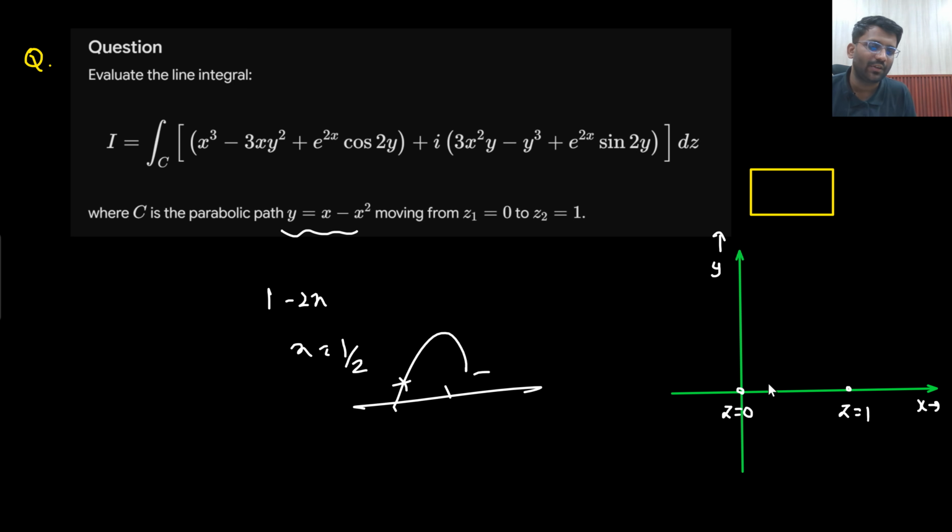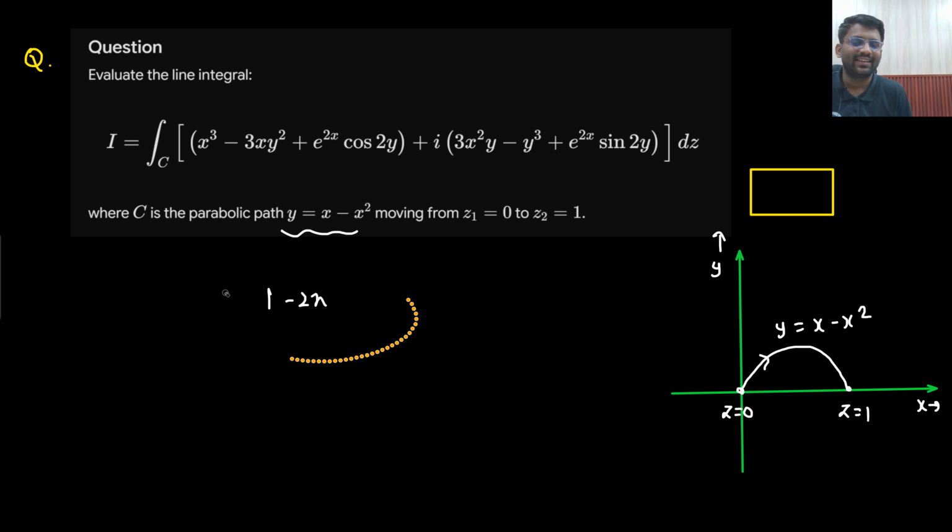But you need to move from z equals 0 to z equals 1. So this is how you will move. This is the path, which is y equals x minus x square. Along this path, you need to solve this particular scenario: e to the power 2x cos 2y, e to the power 2x sin 2y. Is it possible? Do you feel like that? No, it will be very difficult. Here polar coordinates also you cannot use. Polar coordinates will also be difficult to use.